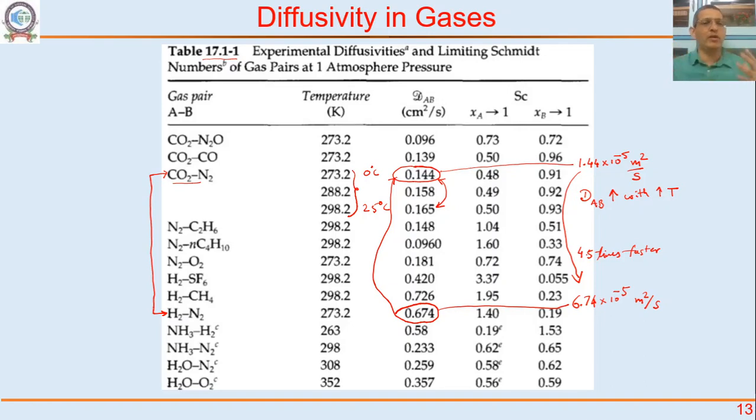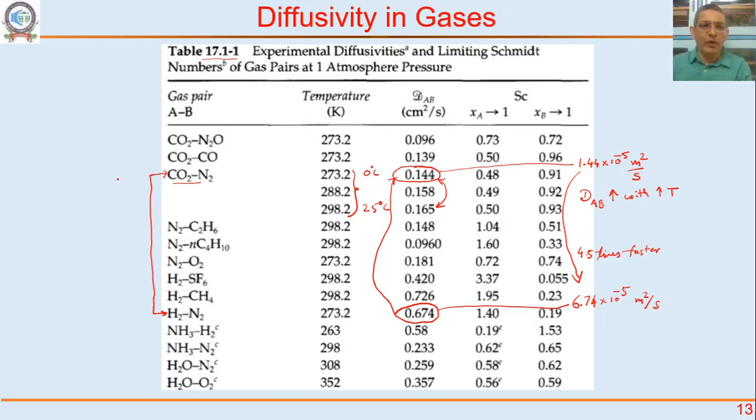So imagine that you are on a crowded street and you are trying to go across the people on a crowded street, whereas, let's say, you are carrying a big box trying to go across the street, you will obviously go much slower. So smaller the molecules, higher is the diffusivity.